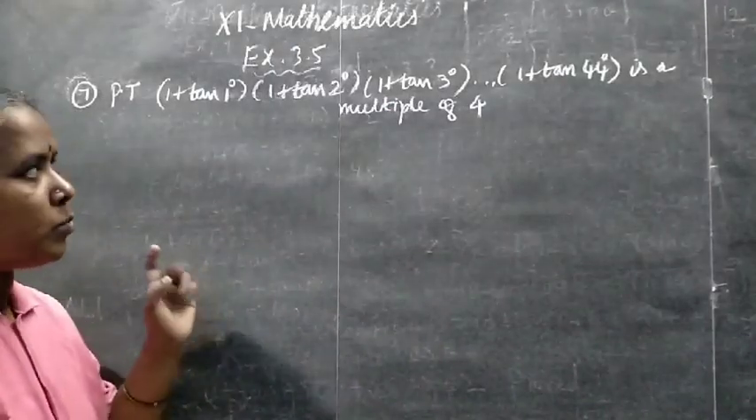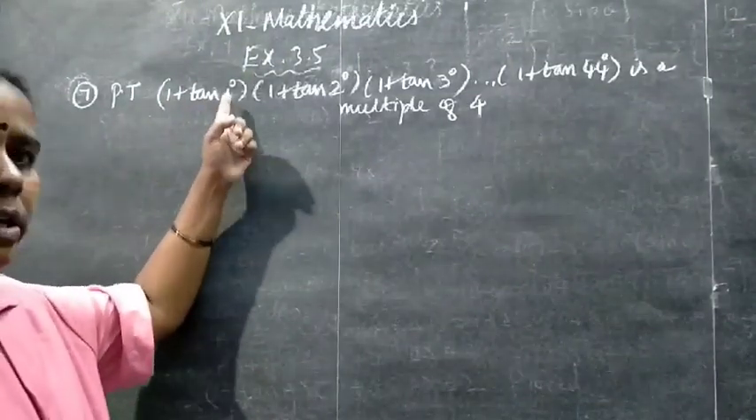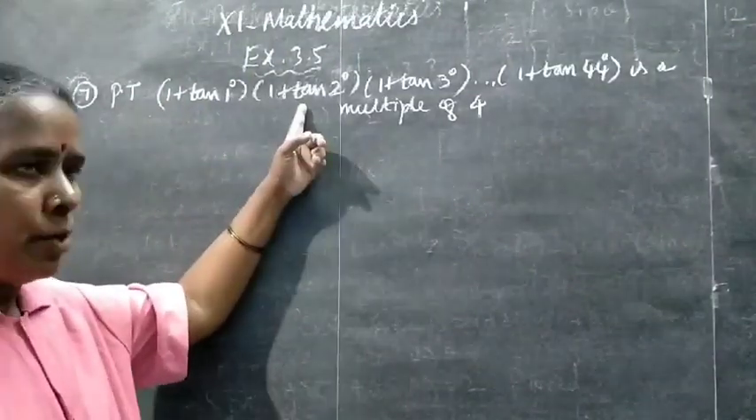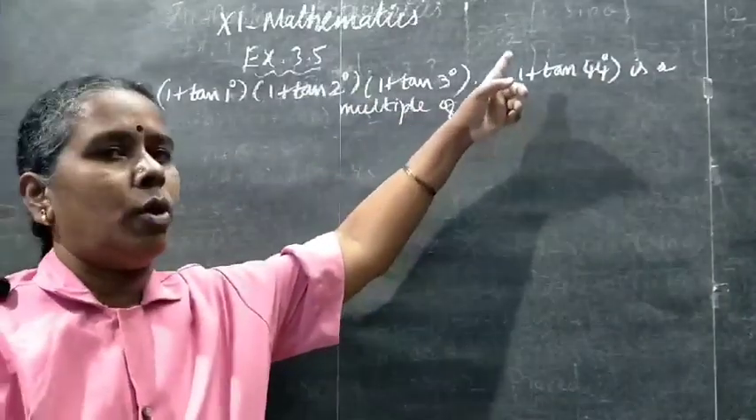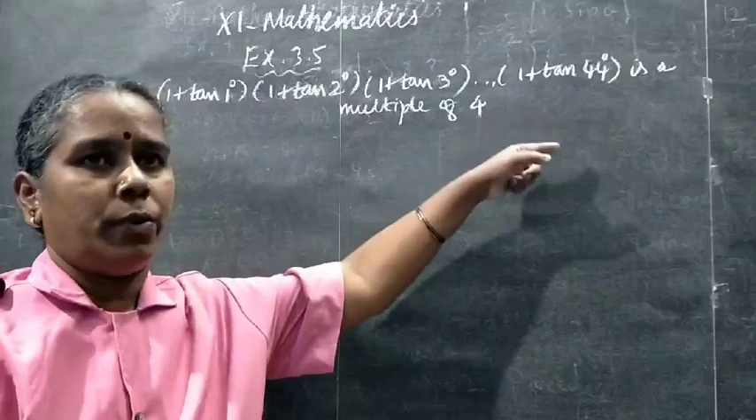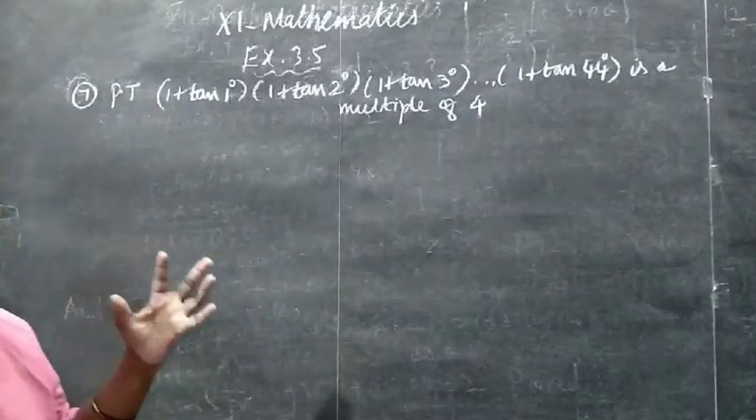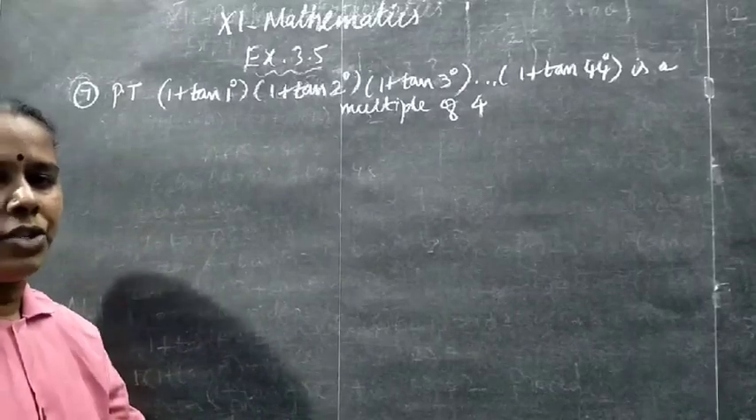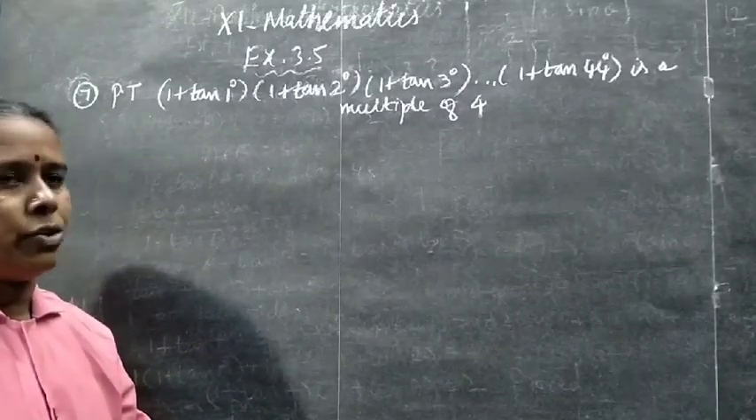Good morning children. Let us move to question number 7. Prove that (1 + tan 1°)(1 + tan 2°)(1 + tan 3°) and so on up to (1 + tan 44°) is a multiple of 4. So you try to get the numerical value from this and check whether that numerical value is a multiple of 4. How are we going to continue the problem?